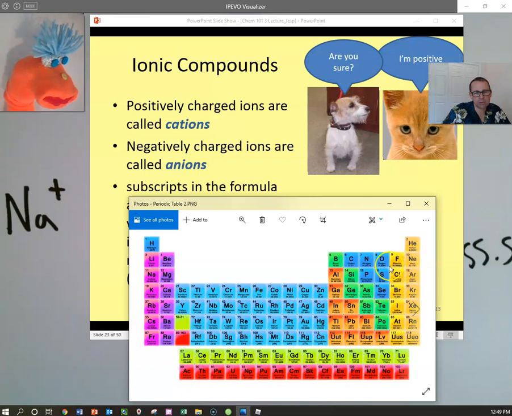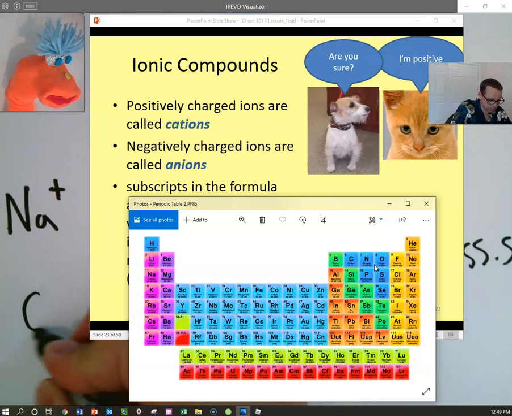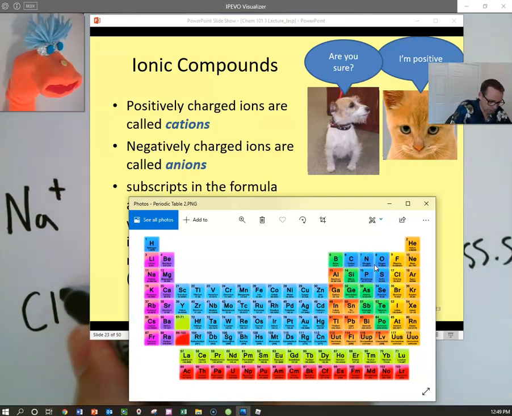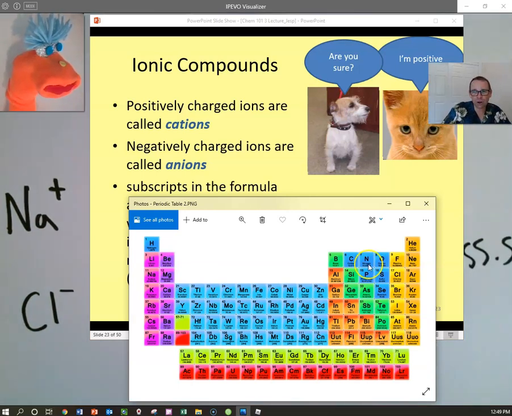Chlorine over here, if it gains an electron, then it has what we call a negative charge because it has one extra electron. If this chlorine species has gained an electron, how many electrons does it have now? Chlorine atoms have 17 electrons if they don't have a charge. So if they have -1, that's one extra electron, that's 18 electrons.